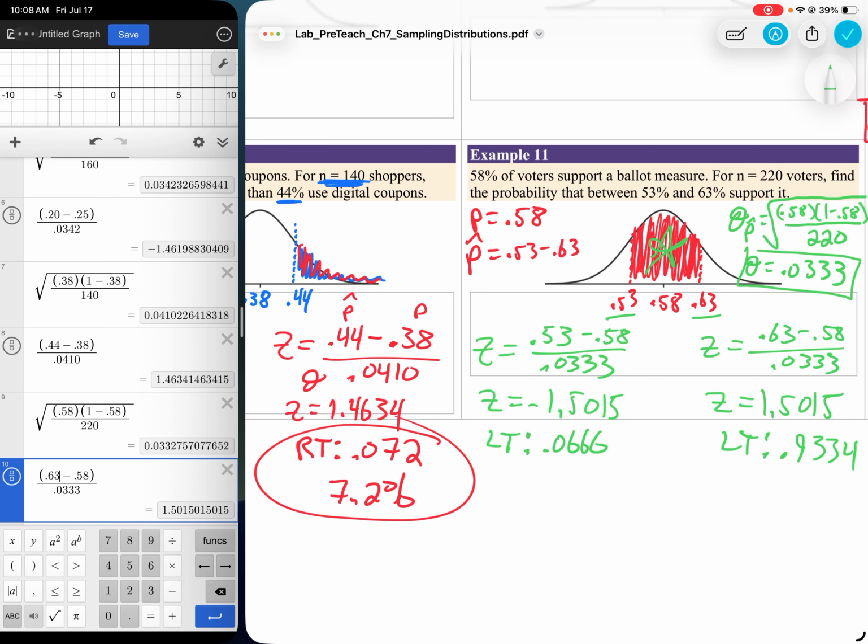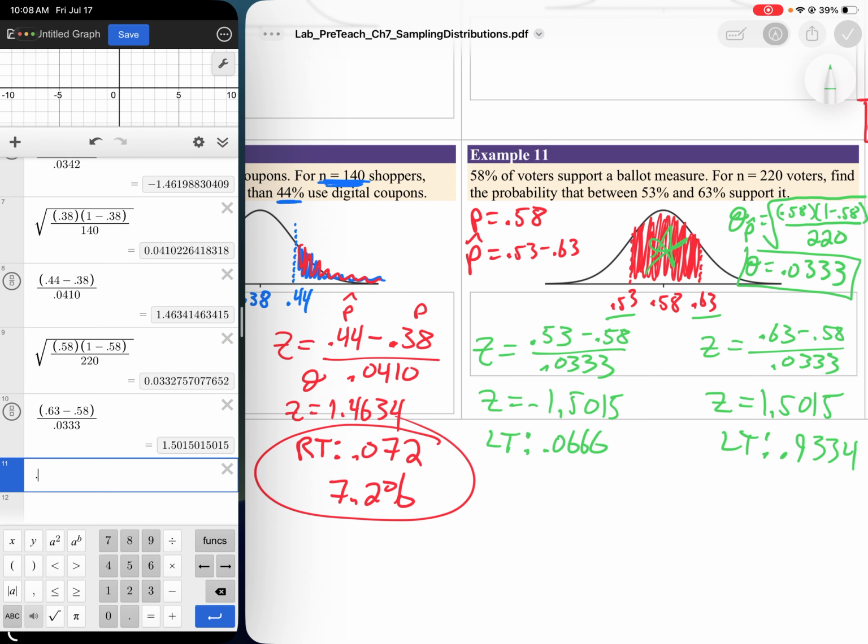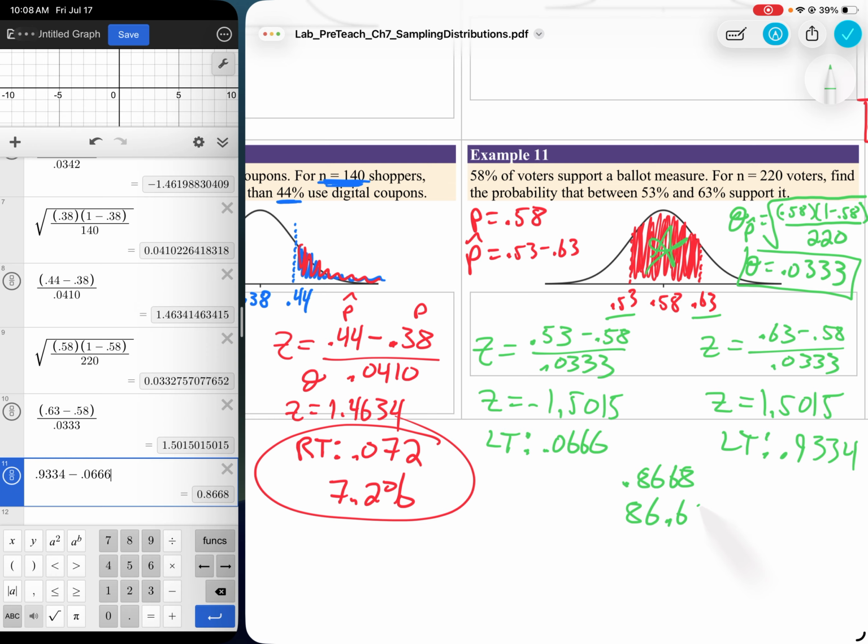Oh, wow, that's ominous. 0.0666. And then to get my in-between answer, I'm going to subtract my two left tail probabilities. And I will end up with 0.8668. This is an 86.68% chance that a randomly selected sample of 220 voters would have 53% to 63% of that sample supporting the ballot measure in question.